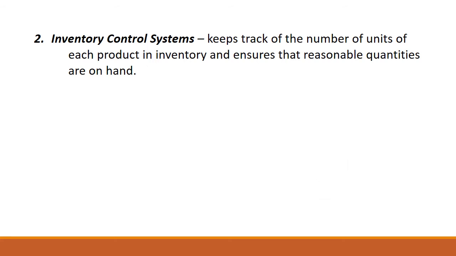The second function performed by transaction processing systems is the inventory control system. The units of product that a company has in stock to use or sell at a given moment make up its inventory. An inventory control system keeps track of the number of units of each product in inventory and ensures that reasonable quantities are on hand. An inventory control system answers the questions when to order and how much to order.